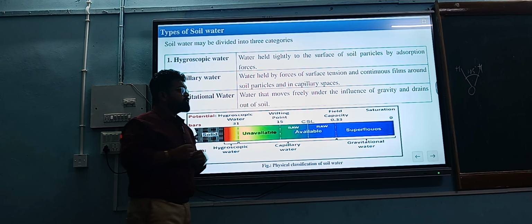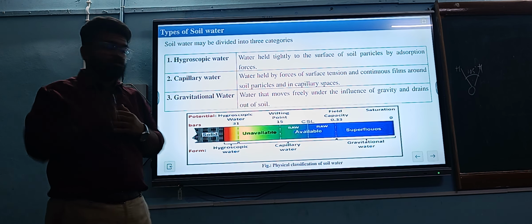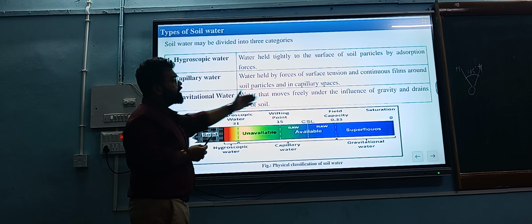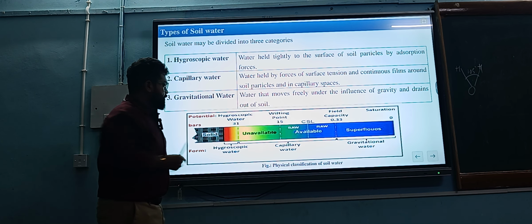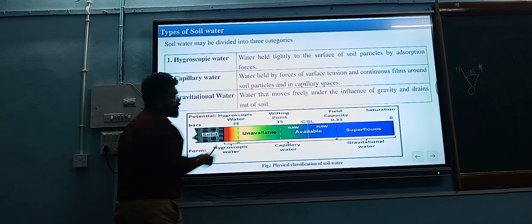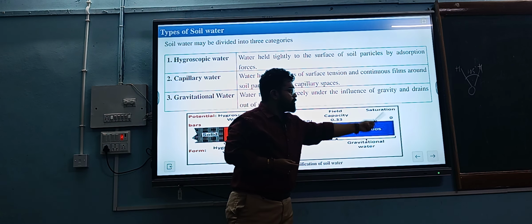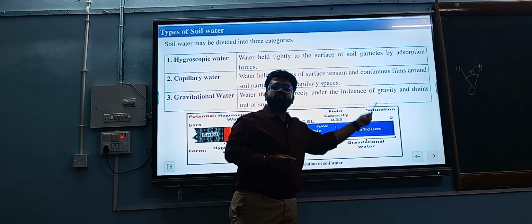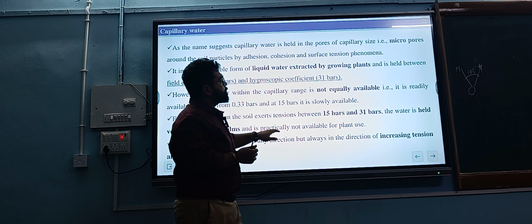Next, gravitational water. Generally under saturated conditions, water that moves freely under the influence of gravity we call gravitational water. This diagram is very important. To see here, the upper surface of this rectangular box is at saturated condition. At saturation, what is the soil moisture tension? It is 0 bar.